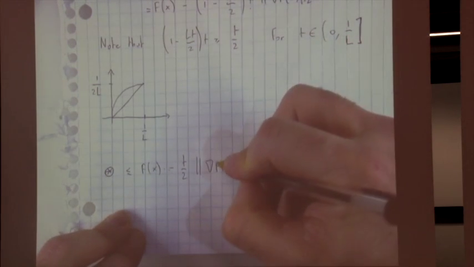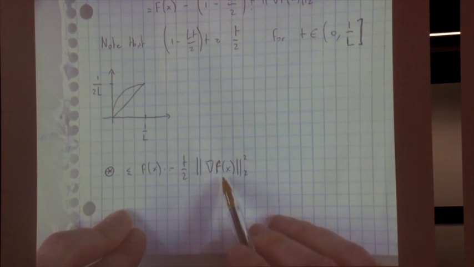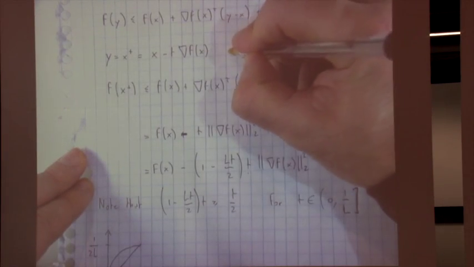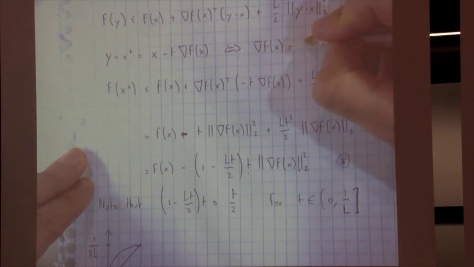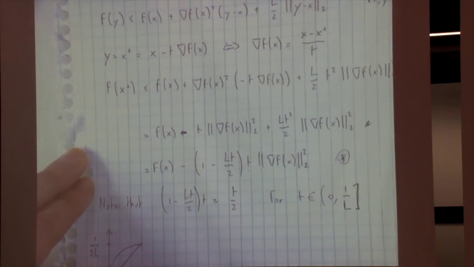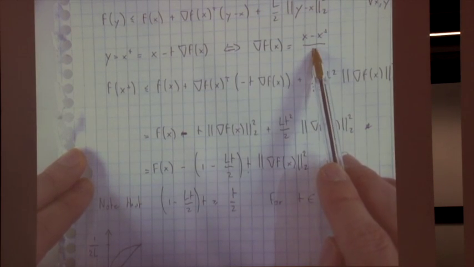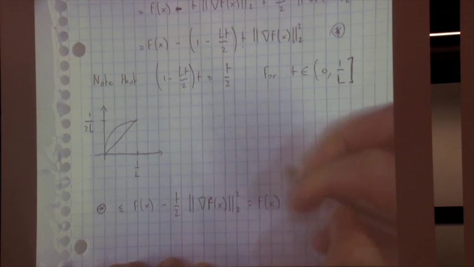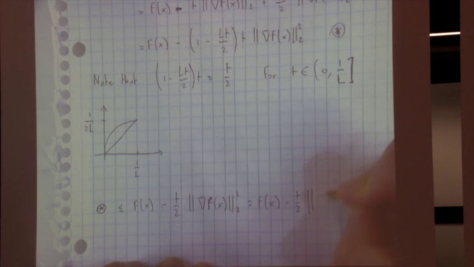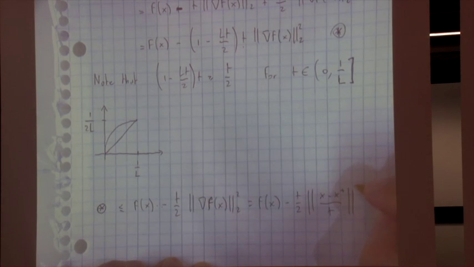Now, the thing that I'm going to do is to substitute the gradient of f at x with the inverse formula here. So this is basically equivalent to saying that the gradient of f at x is equal to x minus x plus, divided by t, right? So I'm just going to plug this expression for the gradient here. And so I'll have that this is equal to f of x minus t halves times the square norm of x minus x plus divided by t, squared.